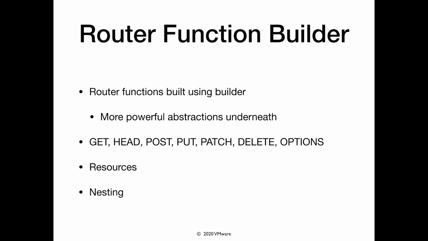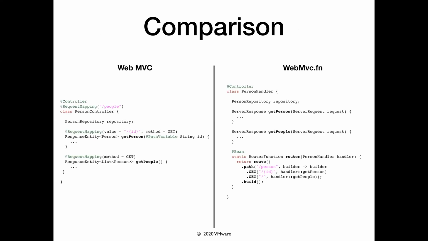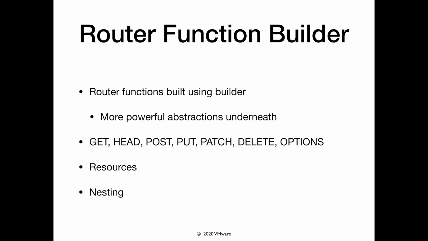So the router function that we see so far, we're using a builder, right? We say route, open, basically no arguments. That gives you a route builder, and then we call path and get on it, and we end up with this builder model. Now this builder model gives you a simple abstraction over the model that's underneath, which is actually a bit more powerful.